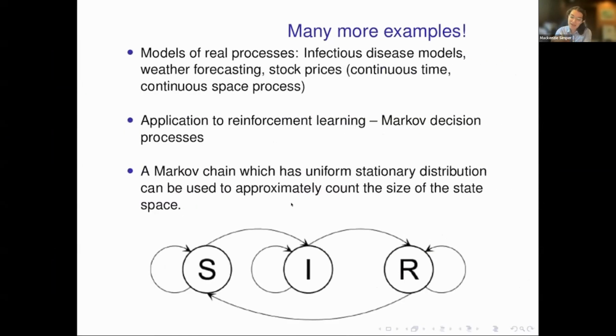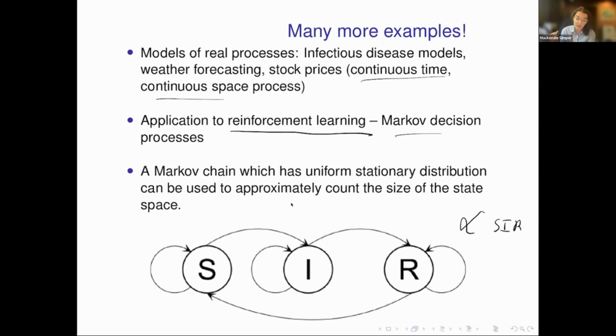Okay, so there are many, many more examples. Markov chains are used to model real processes like infectious disease models. This is a picture of the SIR model as a Markov chain, weather forecasting, stock prices. Some of these are going to be continuous time or continuous space processes. Another big application right now is to reinforcement learning through Markov decision processes.